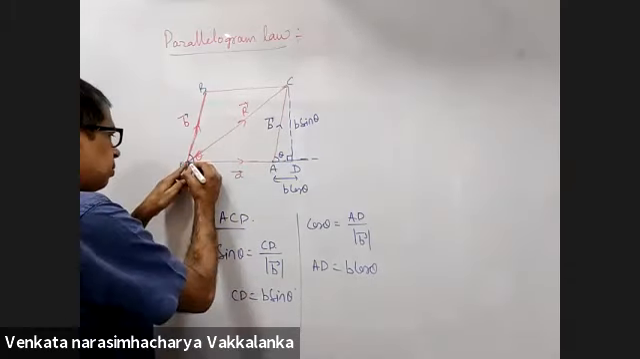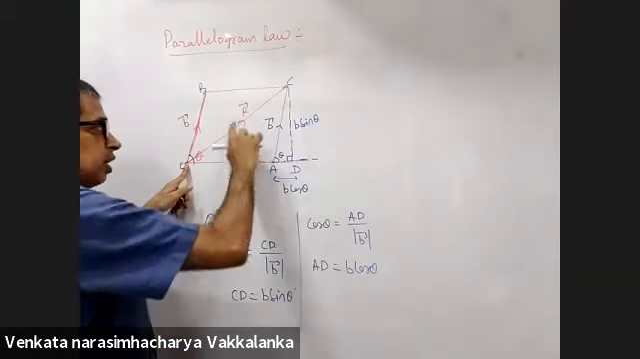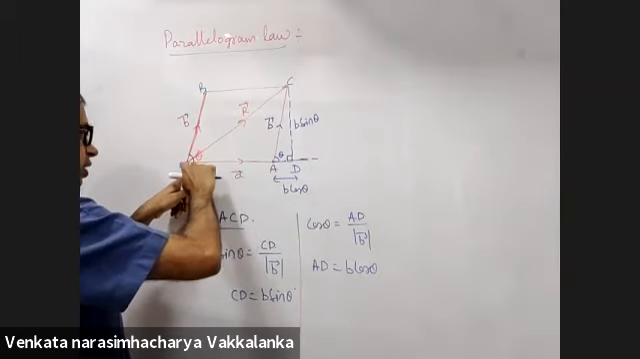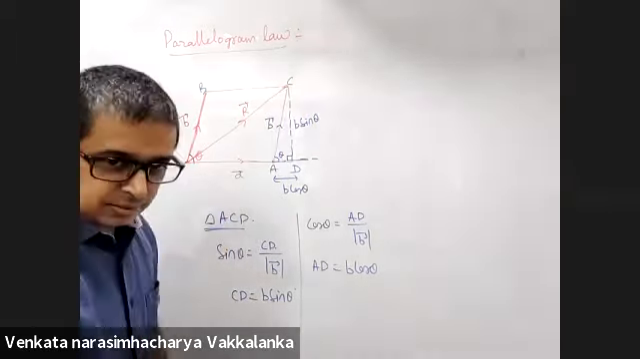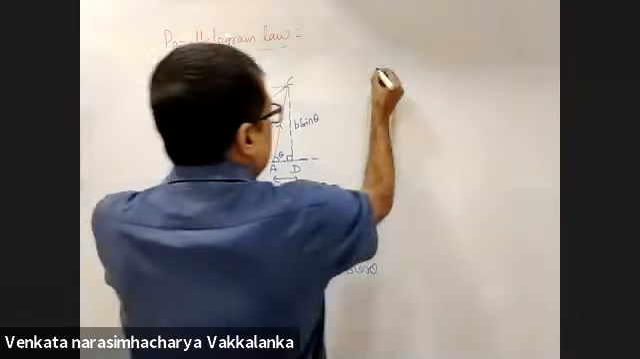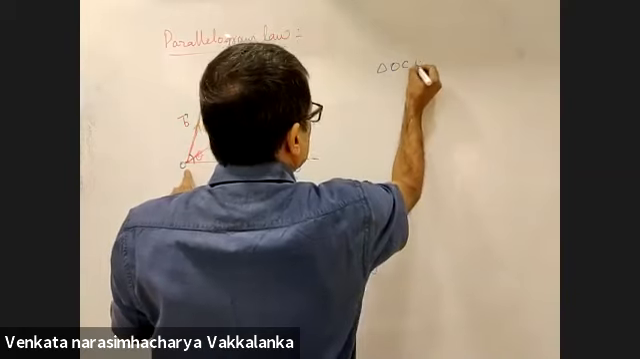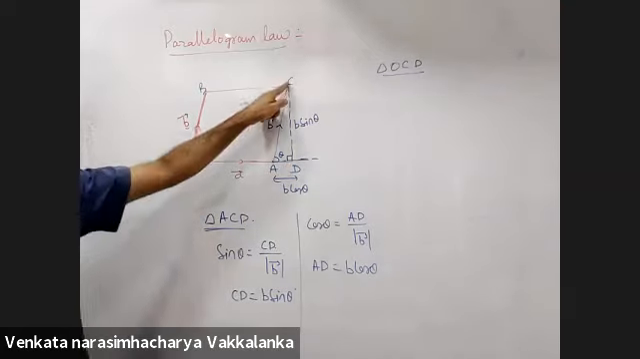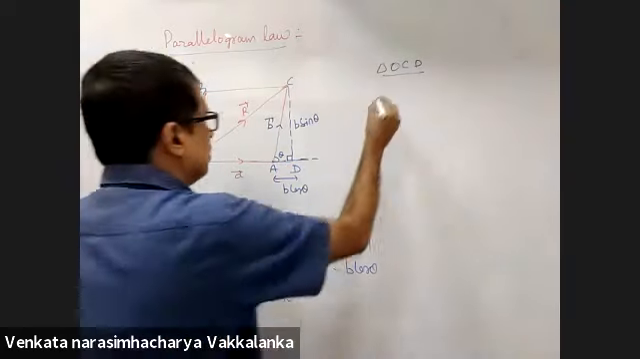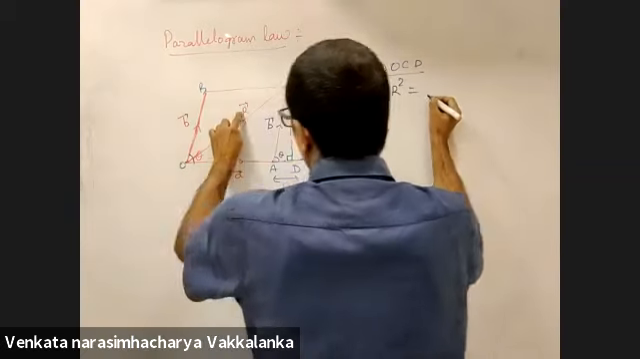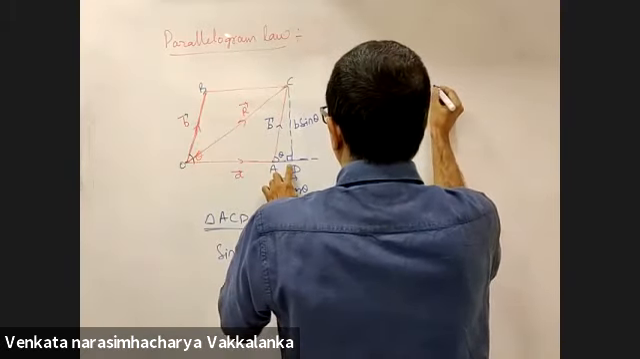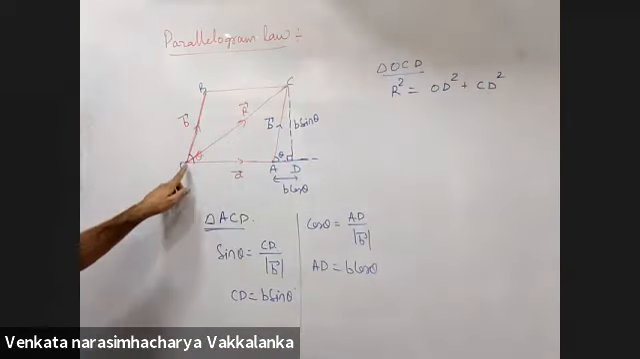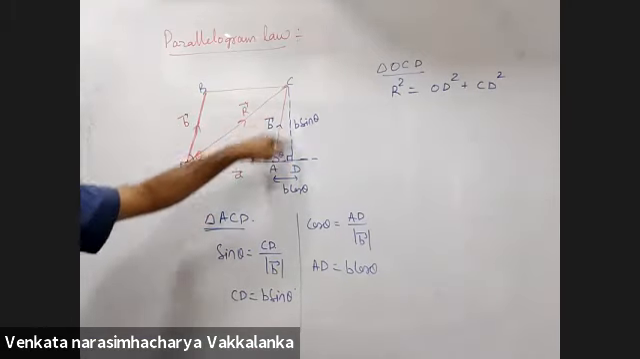Now, your requirement is to measure this length OC. Consider triangle OCD. Is it a right angle triangle? Yes, sir. R square will be equal to OD whole square plus CD whole square.